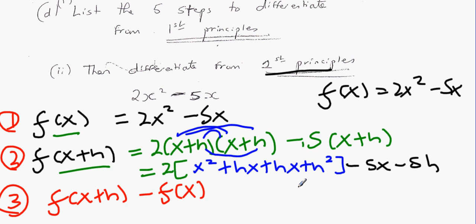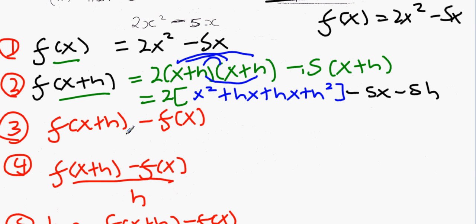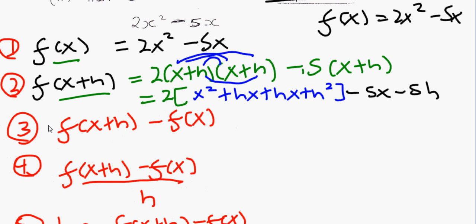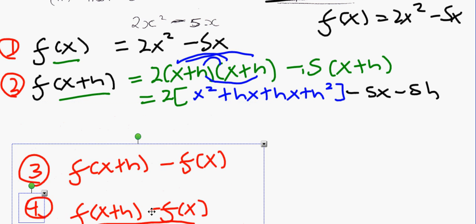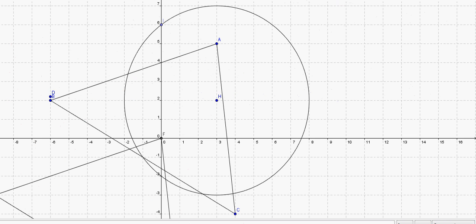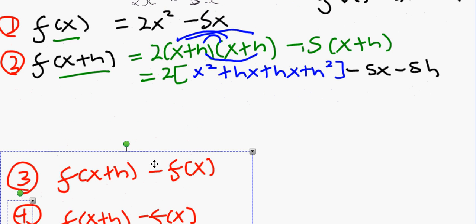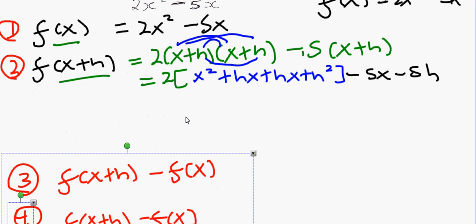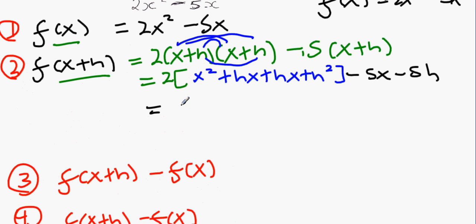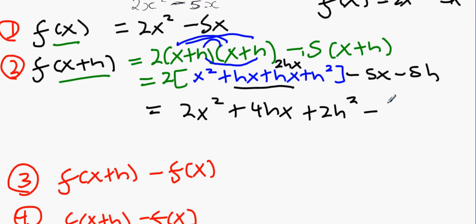Now, what we've got to do next for f of x plus h minus f of x, and I'm just going to need a bit more room here. So I'll just move this down. So what we're going to get here is 2x squared. The 2 of these add together to give me 2hx in the bracket. 2 multiplied with 2hx is plus 4hx plus 2h squared minus 5x minus 5h.